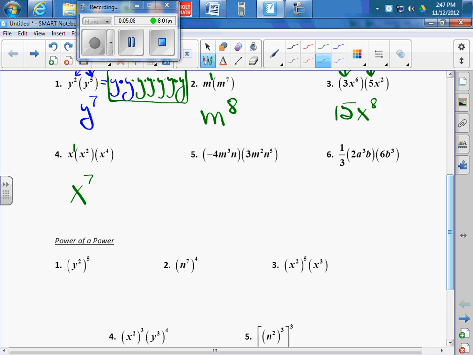Number 5, multiply the coefficients. Negative 4 times 3 is negative 12. Now the like bases are the m's. I have m to the third. I'm going to jump over here to the m squared and add those exponents. I'll have m to the fifth power. I have n to the first power times n to the fifth power. Add those exponents and I'll get negative 12 m to the fifth n to the sixth.